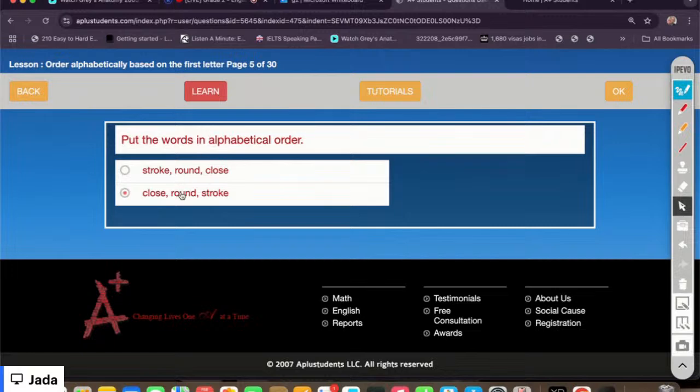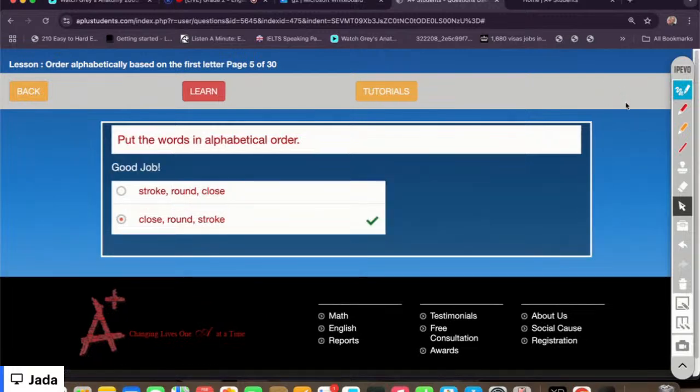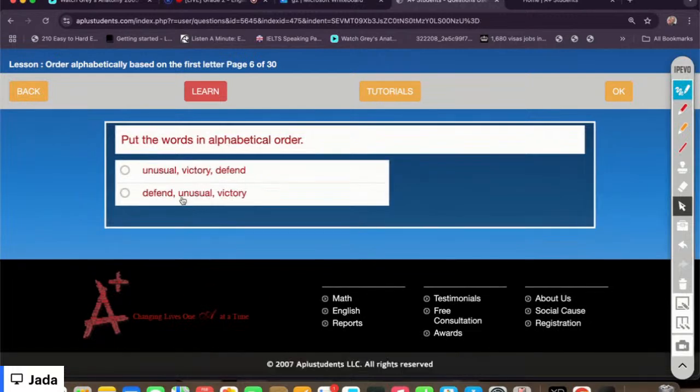All right, so we have close, round, and then stroke. All right. So we have as well unusual, victory, defend. What is the right order for this?